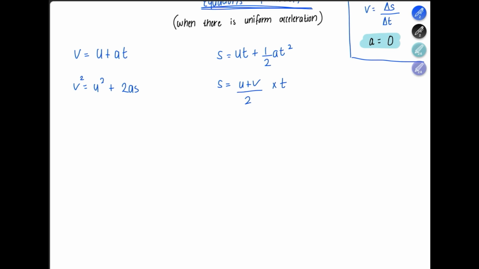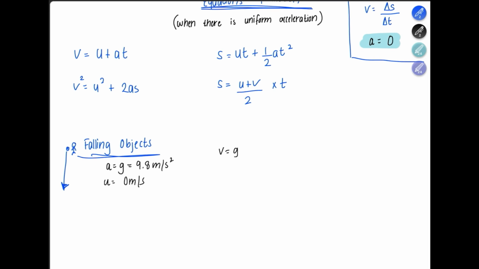Okay, so let's see when you have a falling object. You're standing at a height and you drop a ball or something down, and you're asked to find velocity or displacement. What do you do? In that case, always remember acceleration becomes gravitational field strength, which equals 9.8 meter per second square. So you will replace all of your a's with g. And then another thing is that initial velocity becomes 0 because it's initially at rest, and then you throw it down.